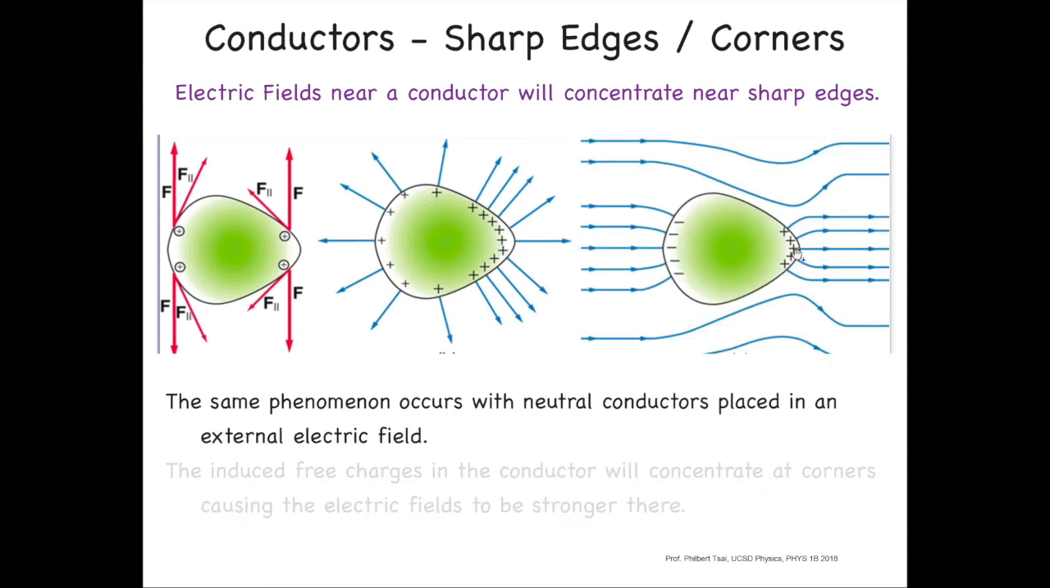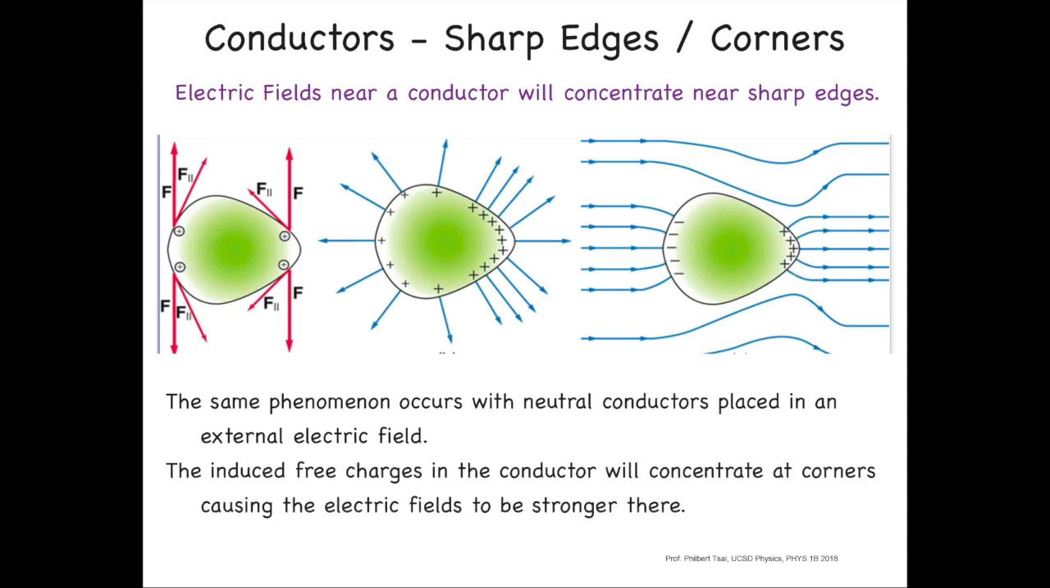Similarly, if you have a neutral conductor that's irregularly shaped and you place it inside of an electric field, that electric field will induce a charge separation just like we did with the sphere, but now those charges will also redistribute themselves on the surface, and the redistribution will be more widely spaced on this rounder edge than it will be at this very sharp corner edge. So again, you'll have a concentration of charges at the corner, and that will cause the electric fields to be stronger there as well.